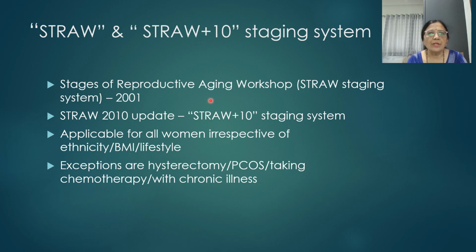So it is a reproductive staging system, or we can say it is an ovarian aging staging system. The Stages of Reproductive Aging Workshop was first conducted in 2001 and it was updated in 2010. Then it is called the STRAW plus 10 staging system. So plus 10 is the latest one, which was introduced around 2011.